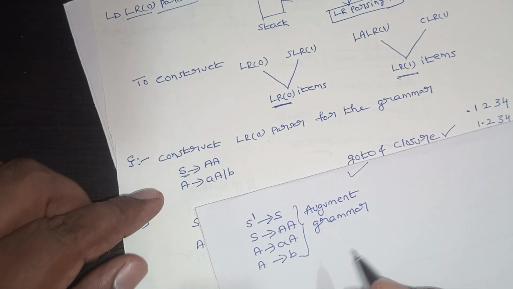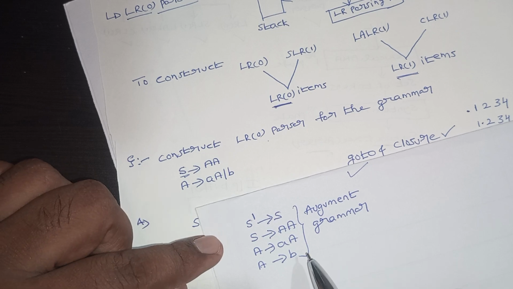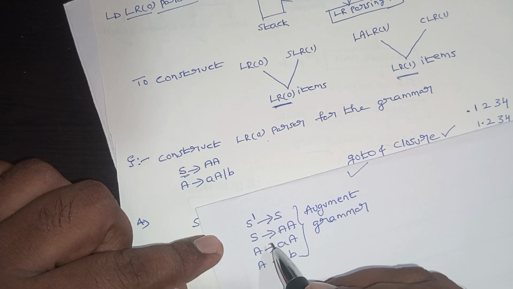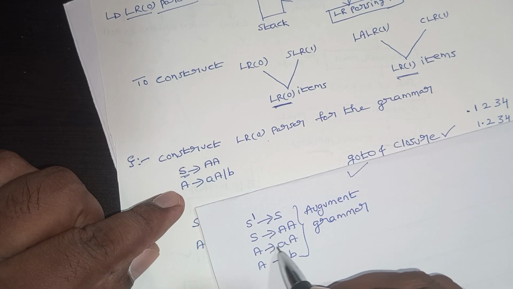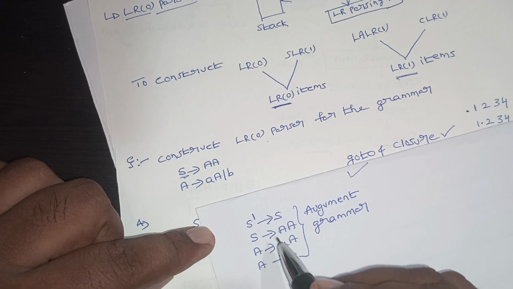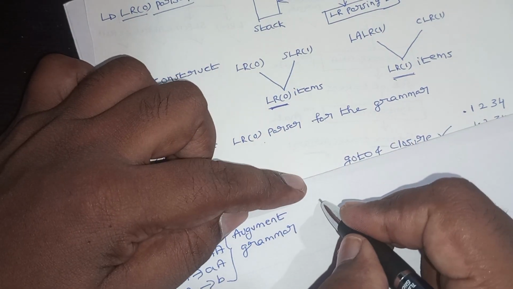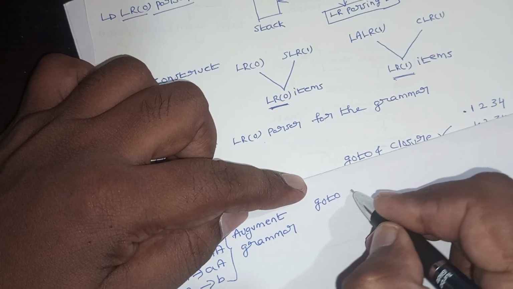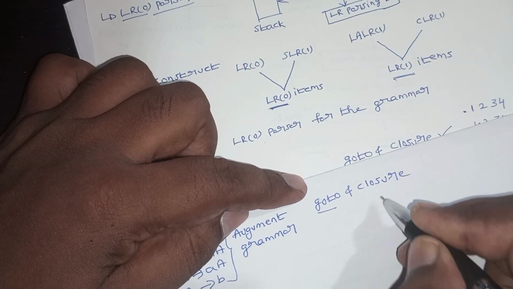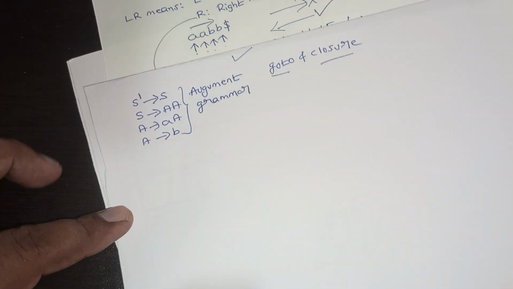It means using the existing grammar, I am adding one new rule. What is the new rule? S' tends to S. Then you write the remaining also: S tends to AA, A tends to aA, A tends to b. This completely is called augmented grammar. Now build goto and closure. I will tell what is a closure, what is a goto. So here I am writing goto and closure.